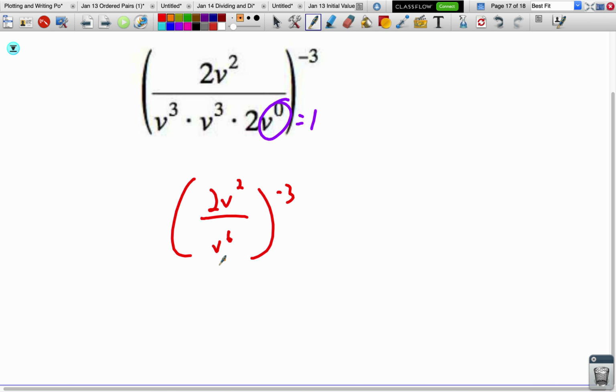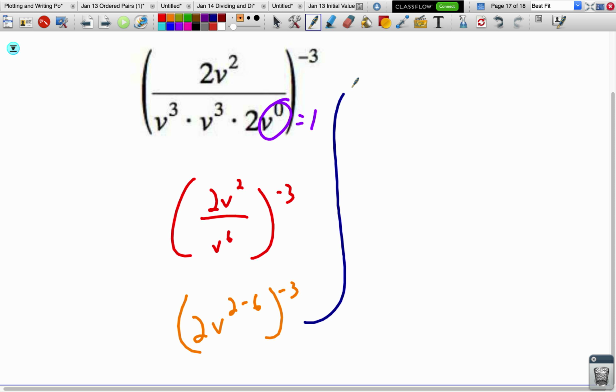All right, I want to keep working inside these parentheses. I've got exponents to the same base being divided, so I can subtract those exponents. This can become 2v to the 2 minus 6, all to the -3. All right, let's bring that up over here. That becomes 2v to the -4 to the -3. Now I want to bring that -3 inside.